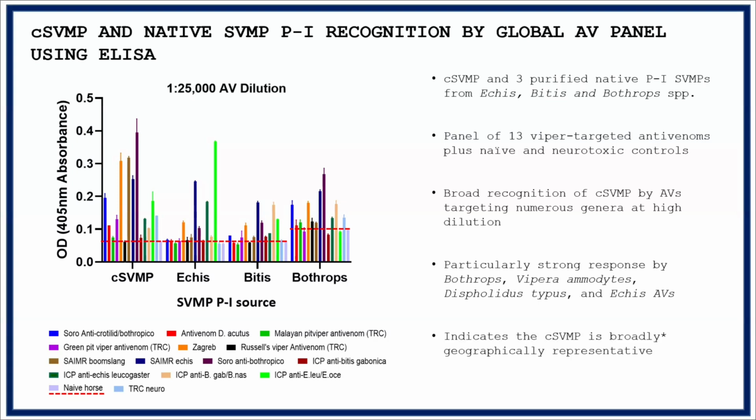And we believe that this indicates our consensus P1 is broadly geographically representative, although antivenom responses by some of the Asian antivenoms were slightly less impressive than other parts of the world.